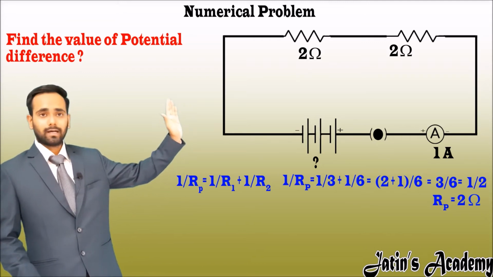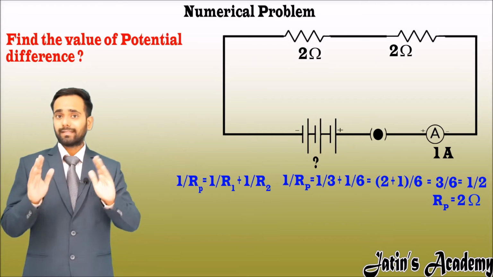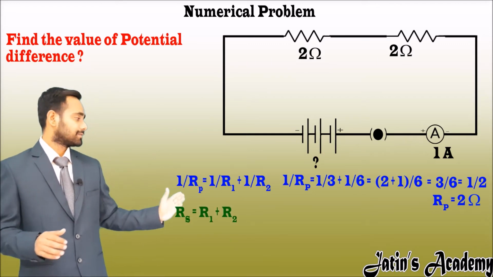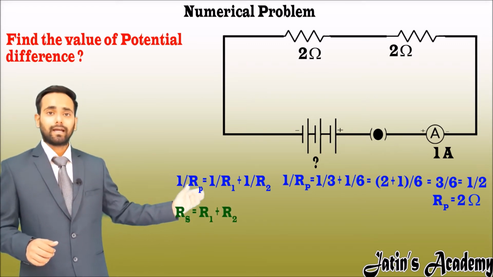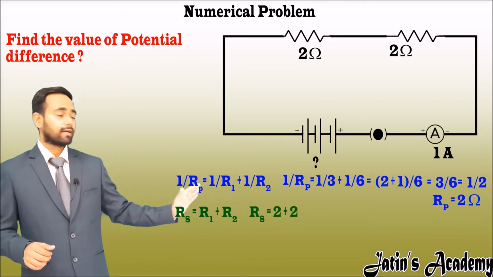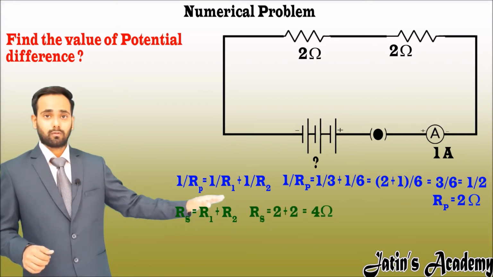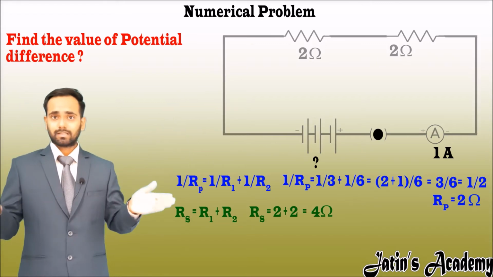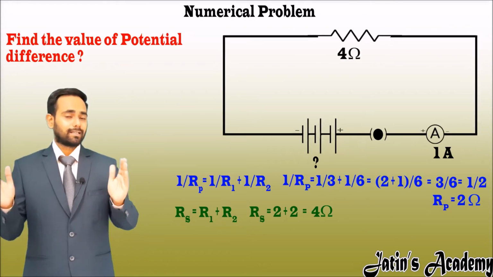Now see, both are in series, so we apply the series formula, Rs = R1 + R2, that is 2 + 2. We get Rs = 4 ohm. Now the whole circuit is replaced with one resistance value, that is 4 ohm.